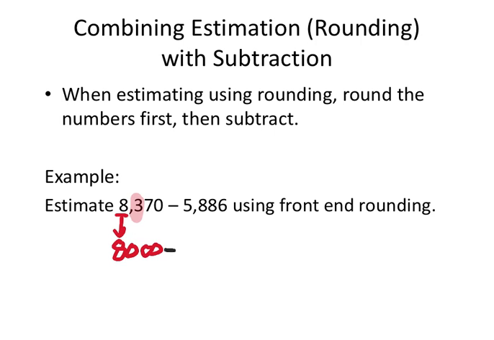We're going to subtract. Now we're looking at 5,886. The 5 is in the thousands place value, so I look immediately to its right. That's an 8. That's more than 5, 5 or more, I should say. So I'm going to add 1 to that 5 to make it 6. And then all the other place values become zeros, right? So this then becomes 8,000 minus 6,000.